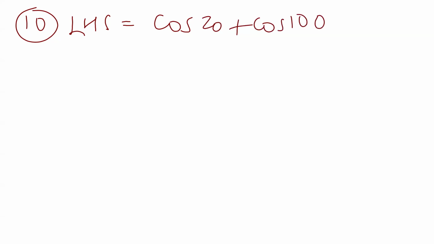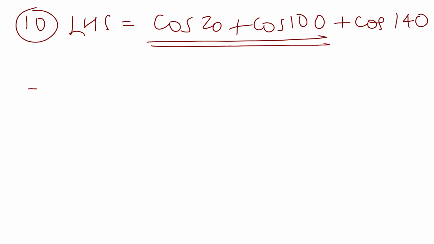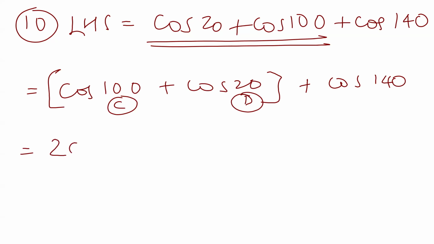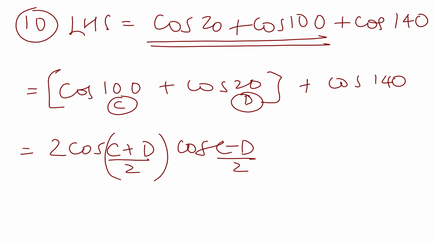Okay, so left hand side: cos 20 plus cos 100 plus cos 140. Take any two terms. I'll take the first two terms. I'll write this as cos 100 plus cos 20, put a bracket over here, plus cos 140. Now this is C and this is D. So if 100 is C and 20 is D, we can write this formula: 2 cos (C plus D) by 2 and cos (C minus D) by 2, plus cos 140.